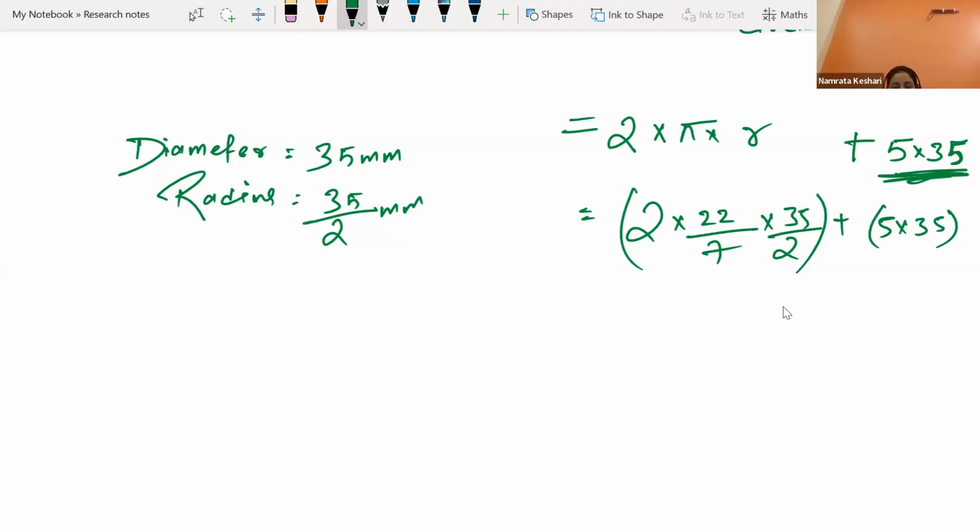And the circumference I'm getting as 285 mm, the total length of the silver wire. 285 millimeter, right? Yes, everyone is getting the same.